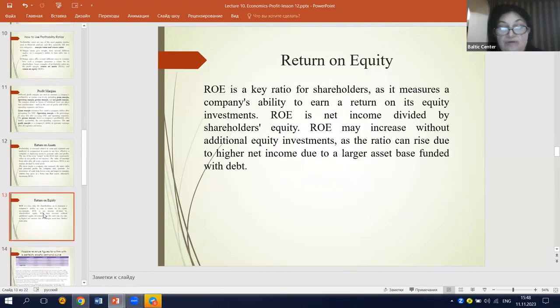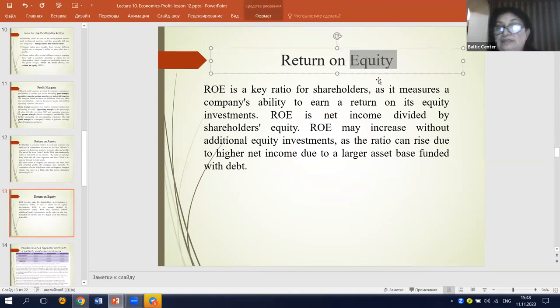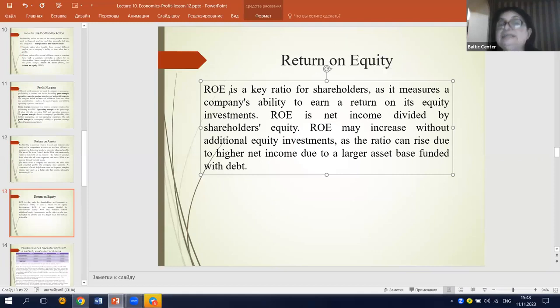So a return on equity, то есть, скажем, капитал, да, капитал это наши вот эти основные, да, активы. So it is a key ratio for shareholders. It measures the company's ability to earn a return on its equity investments. The ROE is net income divided by shareholders' equity. And shareholders, вы знаете, да, акционеры, то есть те, которые вкладывают, да, в развитие, да, бизнеса, деятельность компании.